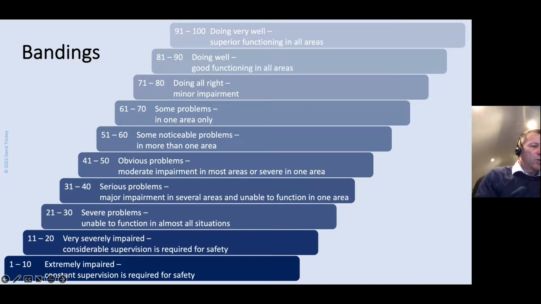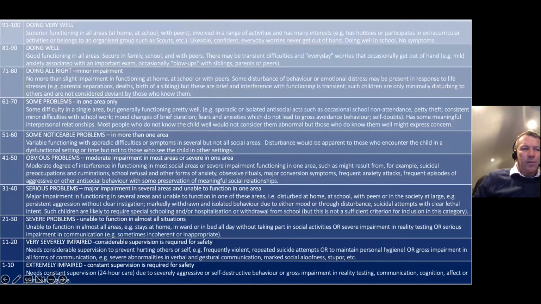Well, I'm not sure. That might be right. Let's go down another one and see what happens. 31 to 40, serious problems, major impairment in several areas and unable to function in one area. I think that's too low. So I would go back up to that 41 to 50, and then you read the detailed description and work out where is she in that? Is she near the top, near the bottom, or roughly in the middle?